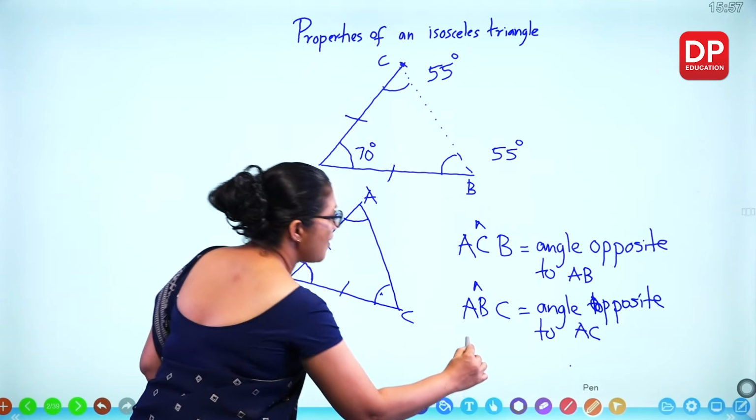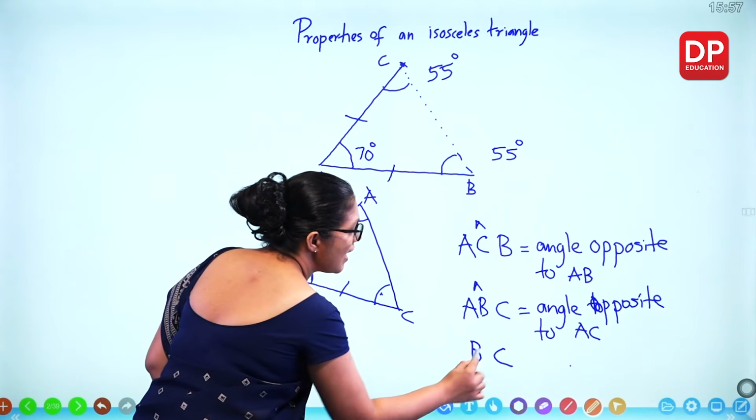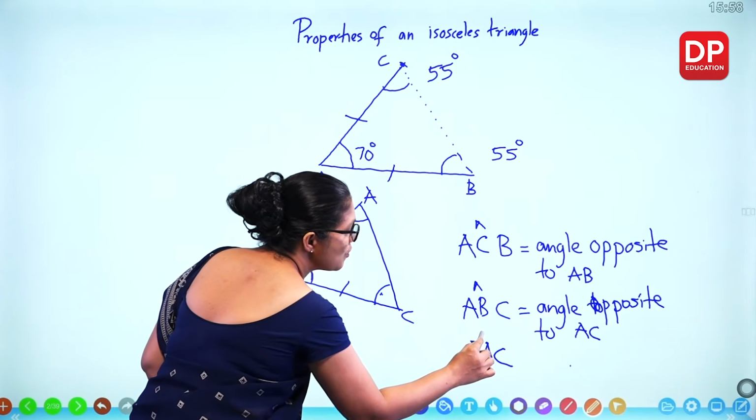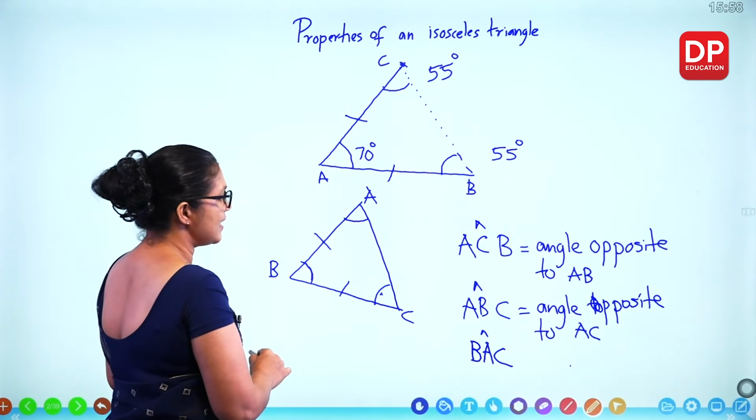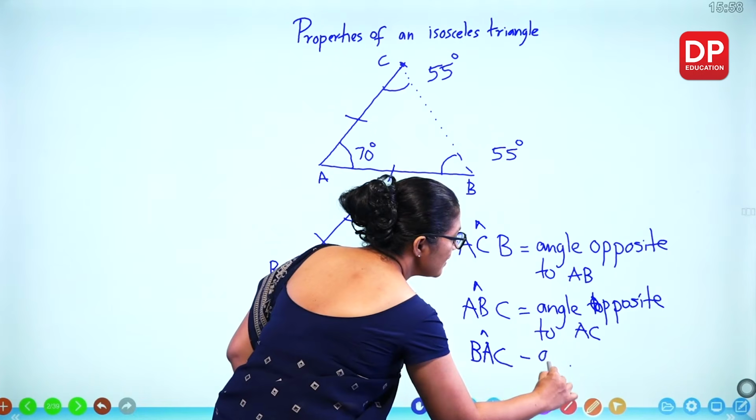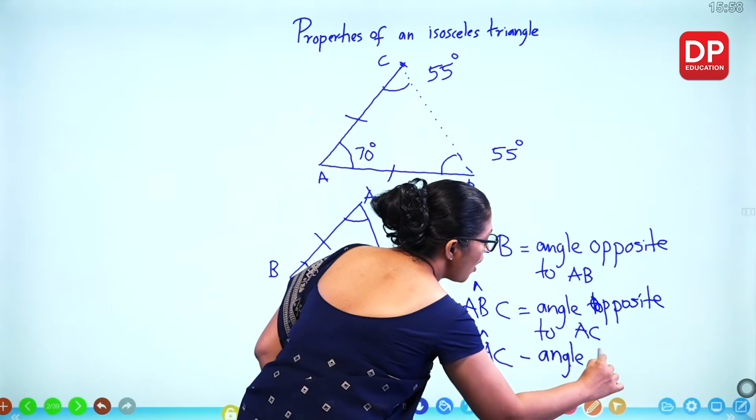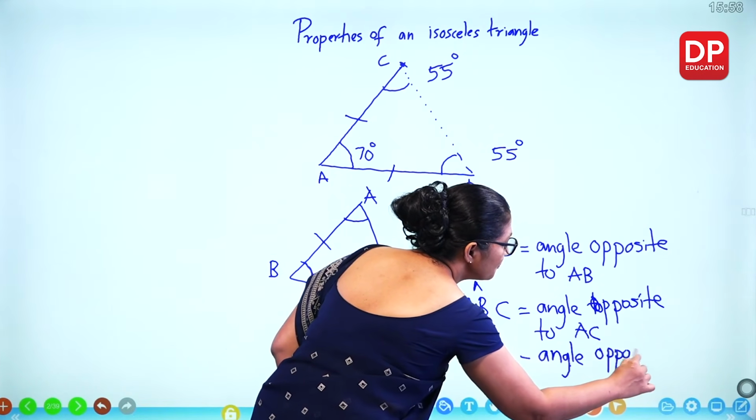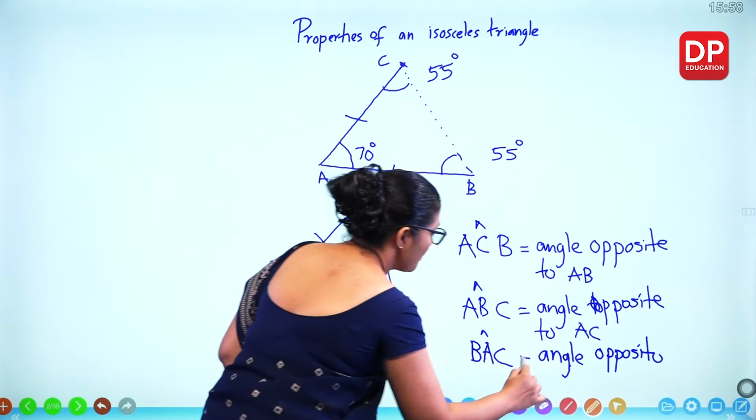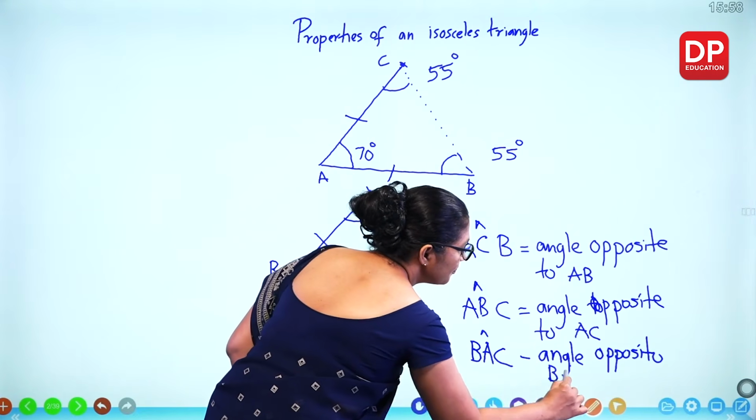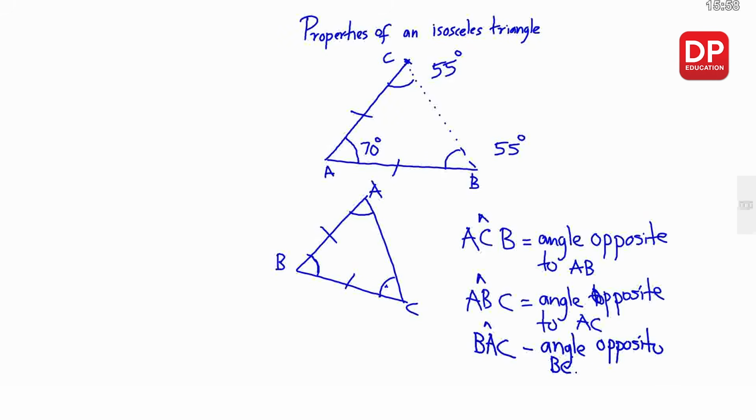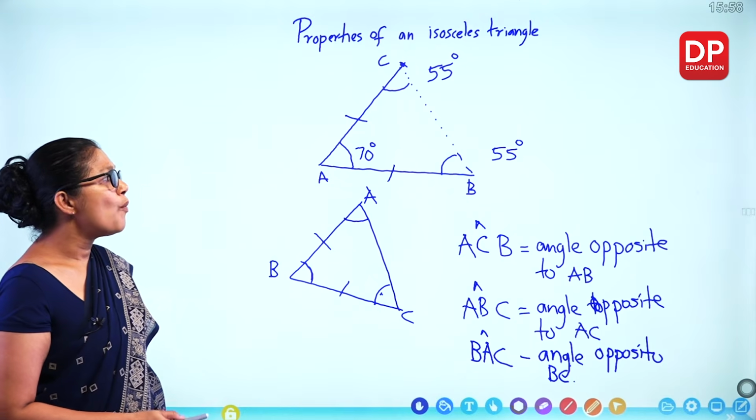So here write BC and you can include the angle in between. So angle BAC is the angle opposite to BC. So to identify the properties, we need to first know what the opposite angles to equal sides are.